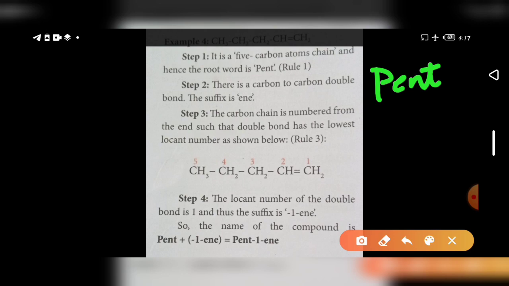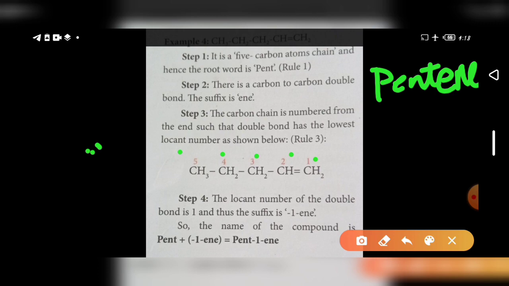Next there is a carbon to carbon double bond. Yes, there is a carbon double bond at the first carbon atom, from right to left. So it ends with ene. So pentene. Okay, the suffix is ene, so you have to add ene. The carbon chain is numbered such that the double bond gets the lowest locant number. So this is the first carbon. See, they gave the counting 1 2 3 4 5. The first carbon contains the double bond.